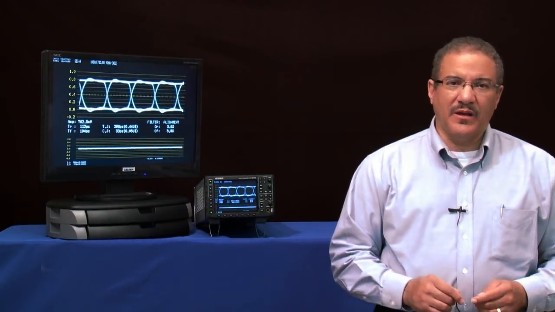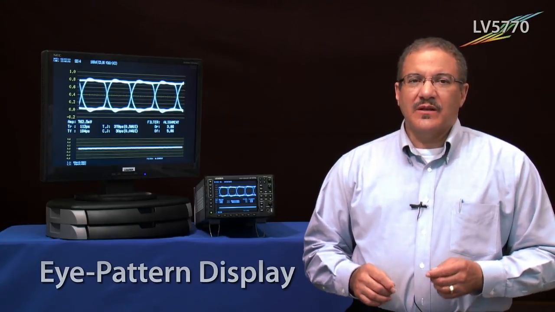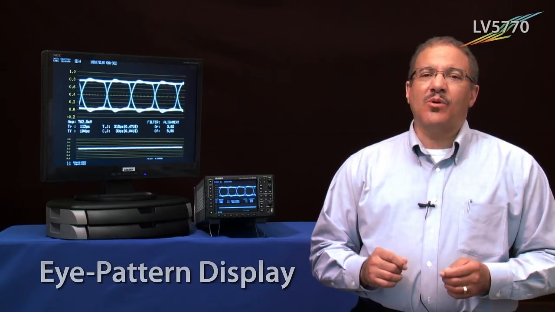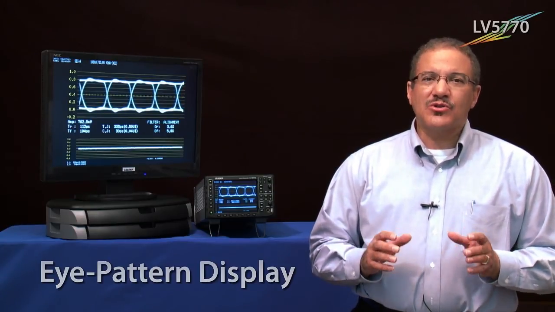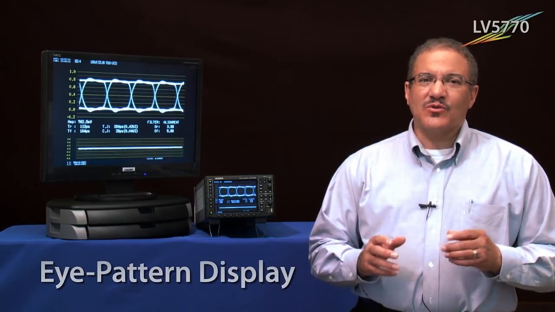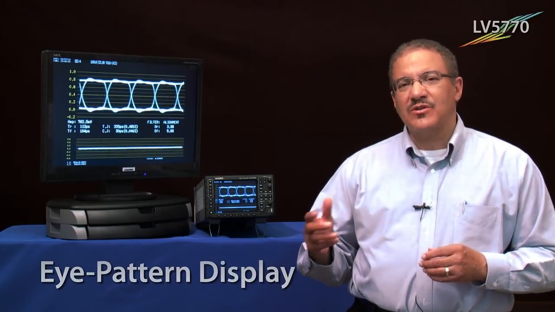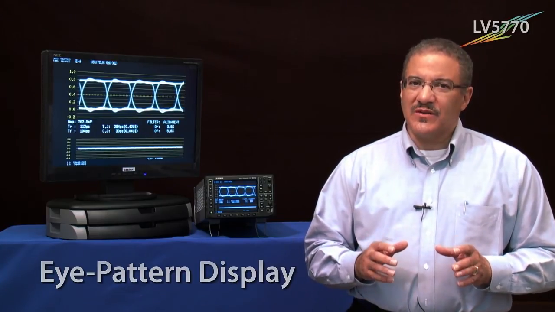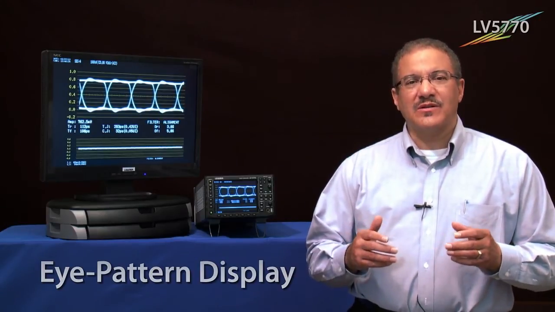The eye pattern display is available as an option for the LV5770. The eye pattern is a very important feature from the standpoint that it allows you to take a closer look at the condition of the digital signal. Outside of those ones and zeros making it from point A to point B and being able to display a picture on the other end, sometimes the condition of the digital signal may change as it goes through long lengths of cable or through various devices.